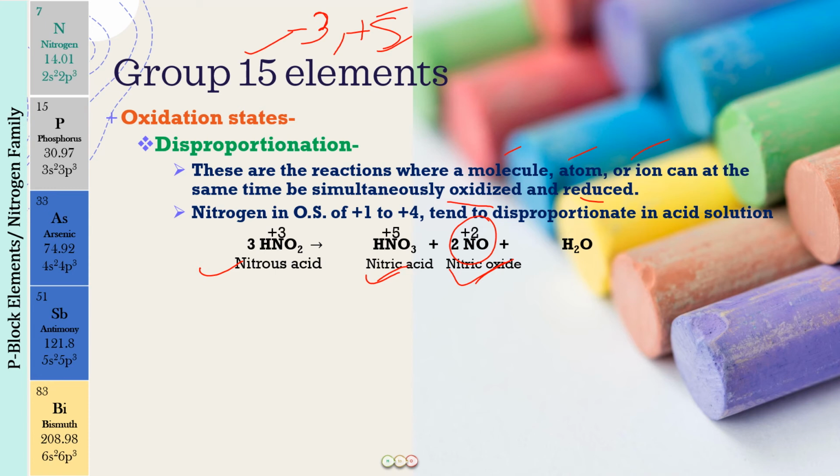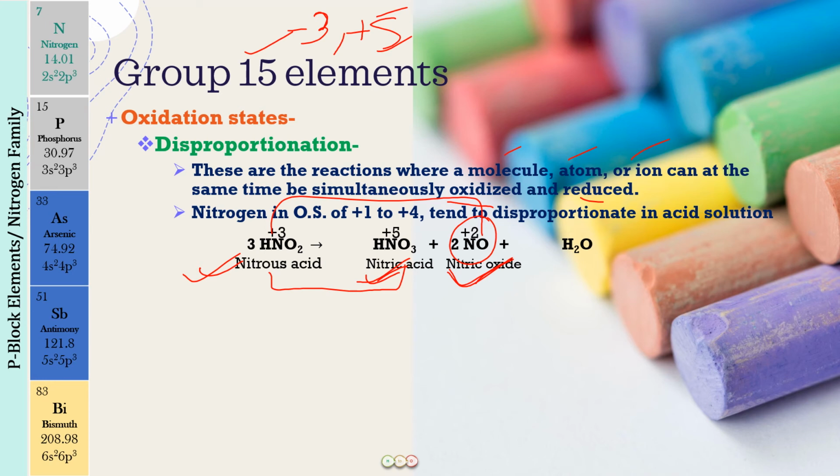We remember that when nitrogen is not in either the -3 oxidation state or the +5 oxidation state, it tends to disproportionate. Generally we see these disproportionation reactions when nitrogen is present in +1 to +4 oxidation states. Here you are seeing +3 going to +5 and +2. When it goes from +3 to +5, it is losing electrons, which means an oxidation is taking place. When it goes to a lower oxidation state, it is gaining electrons, so a reduction is taking place. So simultaneously it is getting oxidized and reduced, and such reactions are called disproportionation reactions.